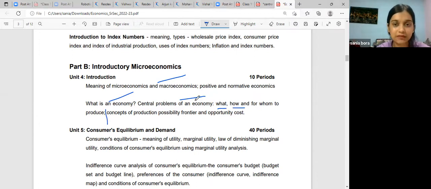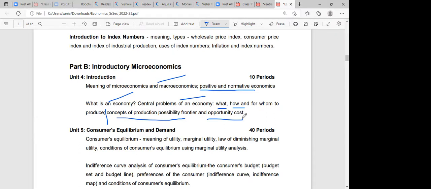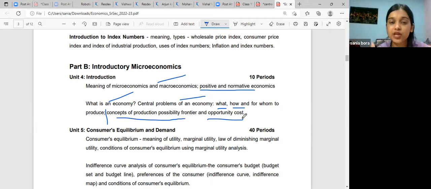So we are left with positive and normative economics, which we will be doing tomorrow, and then we'll be doing the PPC, which will take an entire class, the whole class, right? So basically, I'll be taking two more classes for this chapter. And after that, one more class for revision, where I'll be sharing questions and you will be answering them orally, right?